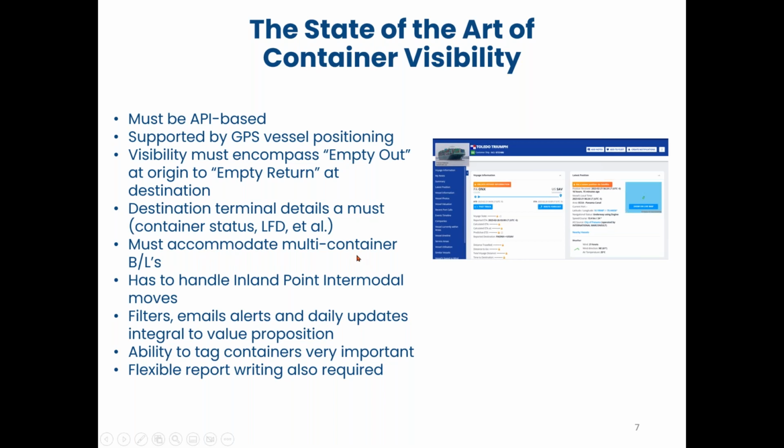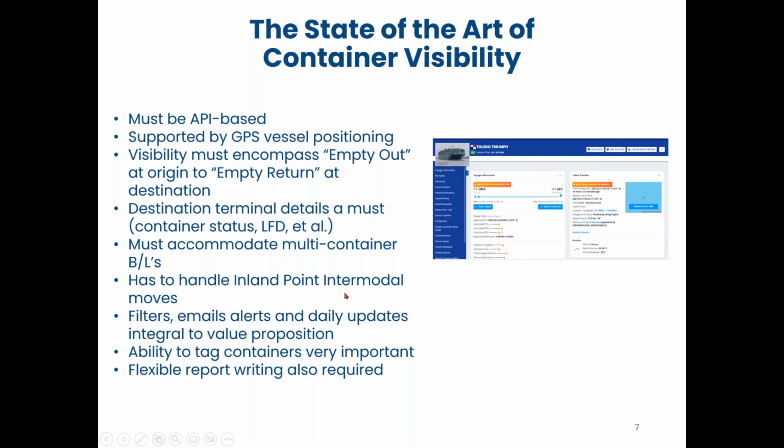But today's solutions, and not all of them do this, so be careful with this one. All visibility solutions have to accommodate multi-container BLs. You know this as BCOs and 3PLs. It's not unusual for an importer to bring in 2, 3, 4, 5 containers on a single bill of lading. Well, what about the status of all of them? A solution has to accommodate multi-container bills of lading.